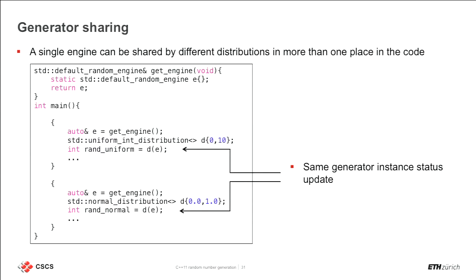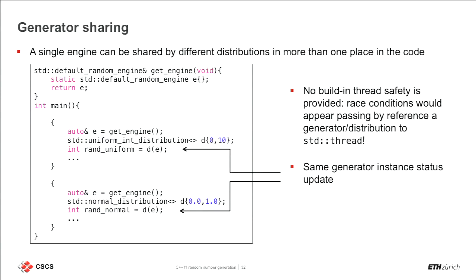This is perfectly fine in single-thread code, of course, but you have to remember that if these scopes are not scopes of a single thread, but are part of two threads, here you don't have any kind of built-in protection for thread safety. So you can have of course a race condition in the status of the engine, and so you have to introduce some kind of protection if you want to do something like that with multi-threaded code.